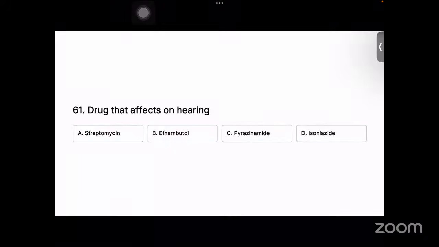Drugs that affect hearing, that is an ototoxic drug. Ototoxic anti-tuberculosis drug, it's straight to streptomycin. Straight answer, because ethambutol affects your optic nerve causing optic neuritis, pyrazinamide and isoniazid affect your liver, and the ototoxic one is your streptomycin. Okay, vestibular toxicity is associated with streptomycin.